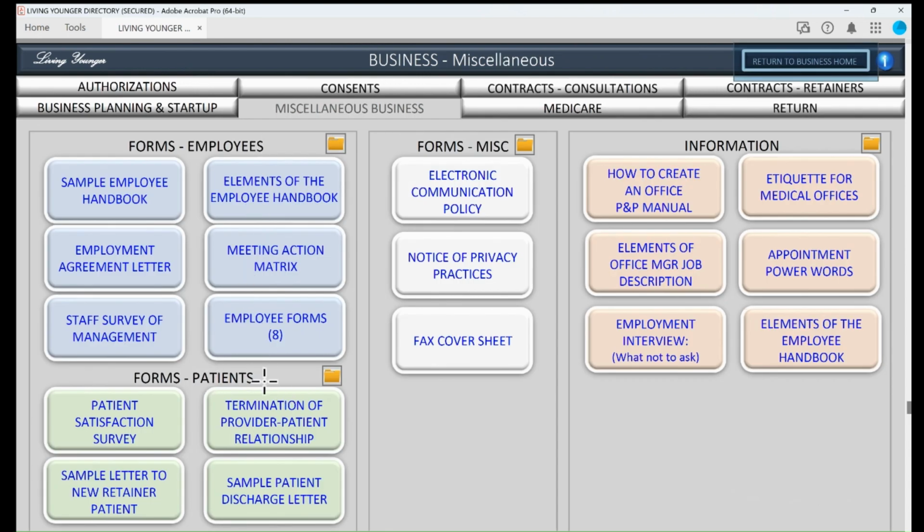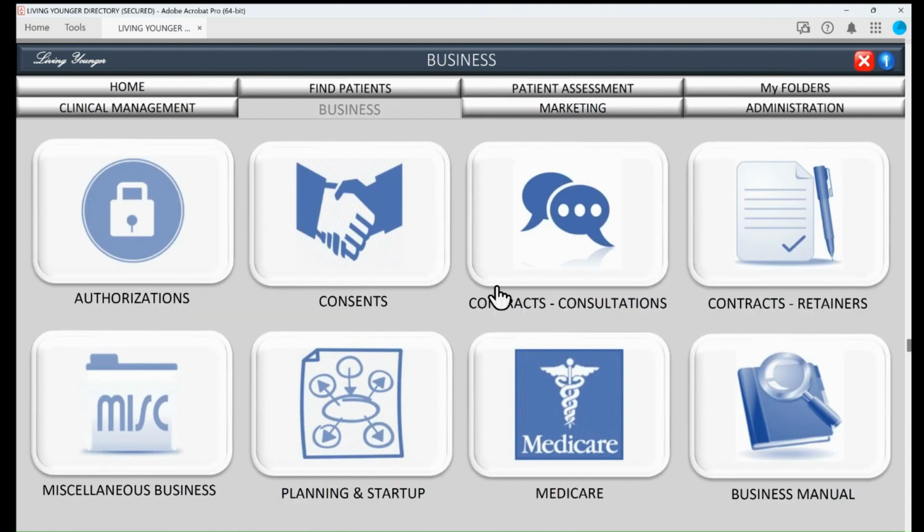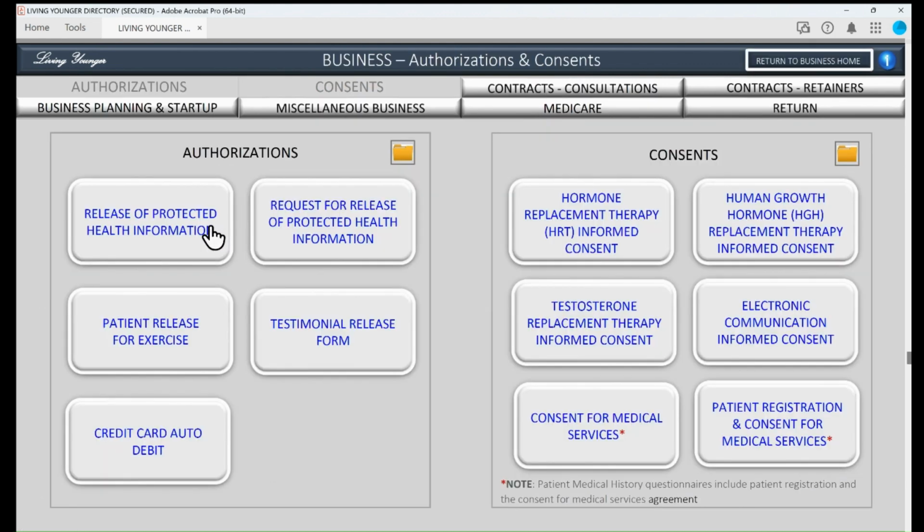For staff, employees, patients, miscellaneous types of documents that you'd use, they're found in the miscellaneous business section. We also include various consents and authorizations, authorizations to release medical history information, testimonial release forms, etc. And from a consent standpoint, while we do have a consent for medical services document, bear in mind that the patient medical history questionnaires include the consent for medical services in the form itself.